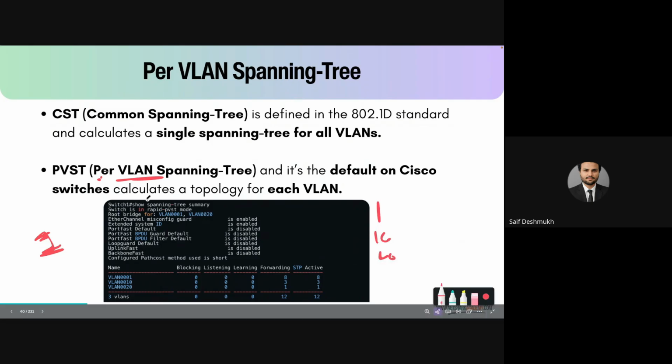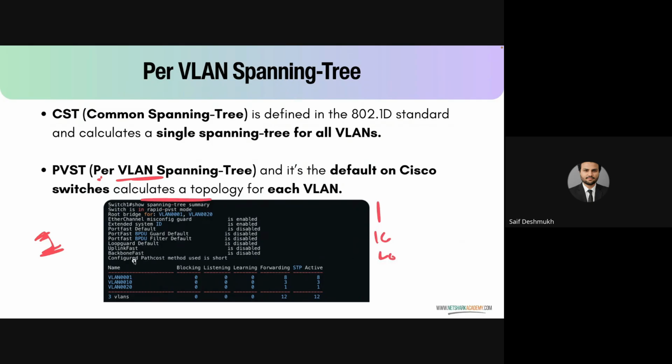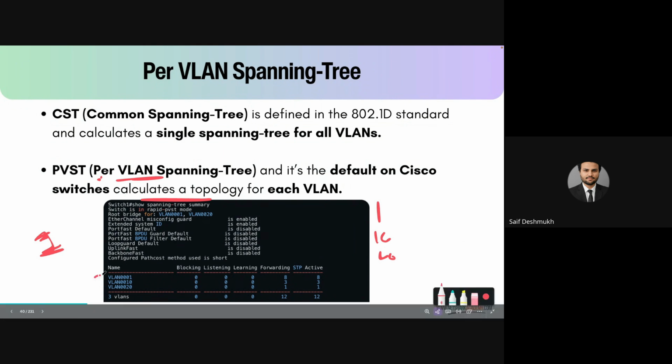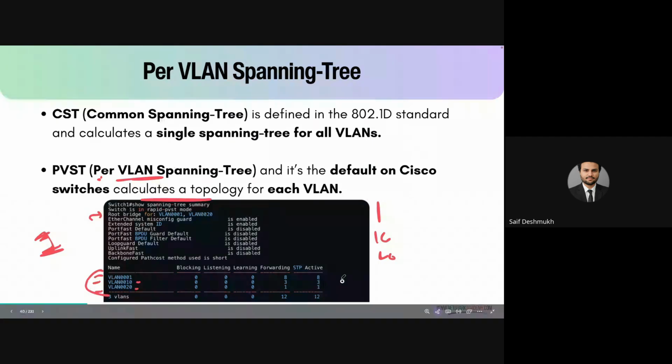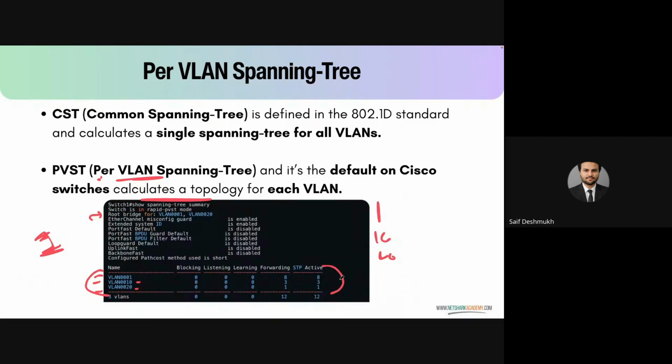You can see show spanning-tree summary will tell you just a summary. It will tell you the instances shown here: VLAN 1, 10, 20. You have 3 VLANs and 3 instances running. Out of all of them, which one are you the root bridge for? We're going to talk about the output later. But the idea is to tell you that per-VLAN spanning tree is what runs by default on Cisco switches. For each VLAN, you will have a separate instance of the spanning tree.